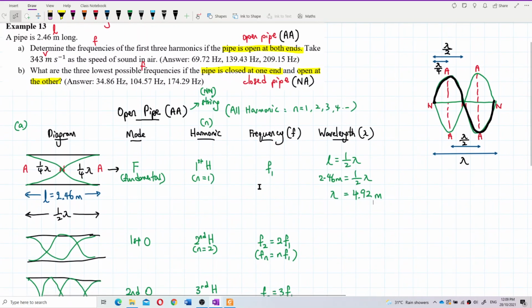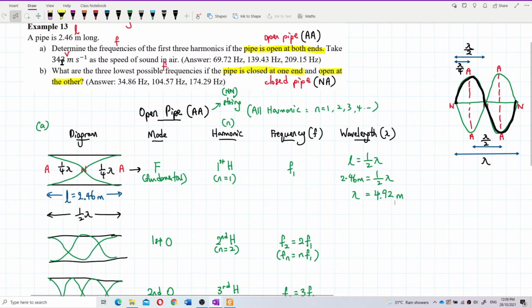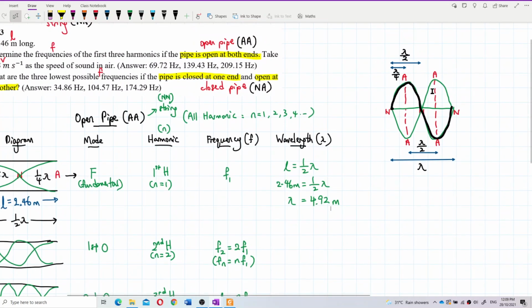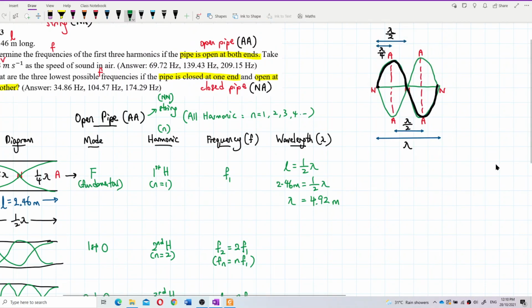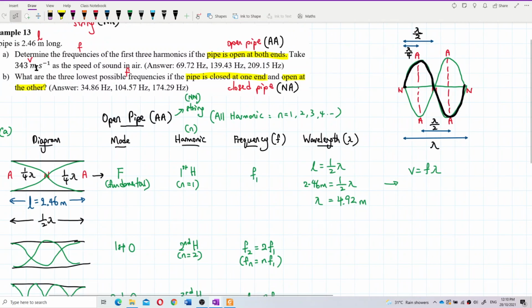How to find the frequency? Given the speed already, you just use V equal to F lambda. For fundamental mode, just use V equal to F lambda. So the speed given is 343, just put it inside, and lambda is 4.92 meter, SI unit.